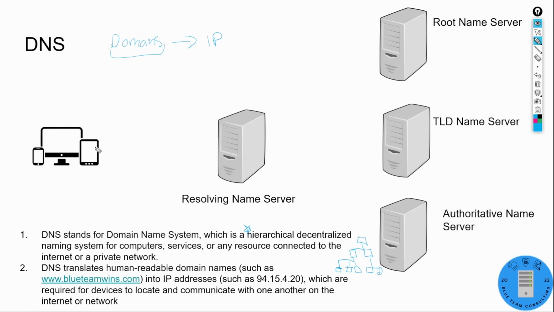So let's have an example here. We are the client, we're on our phone, computer, tablet, whatever, and we're trying to go to blueteamwins.com. Our computer is going to go out and find a DNS server. This is the main point of communication that will flow. And when we have, let's write this out so we can do this.